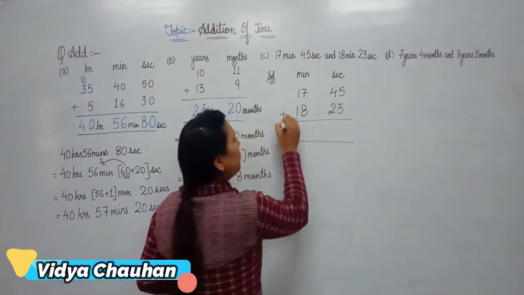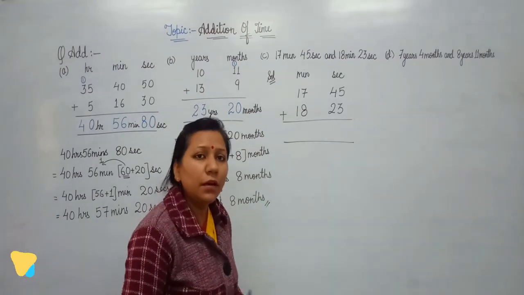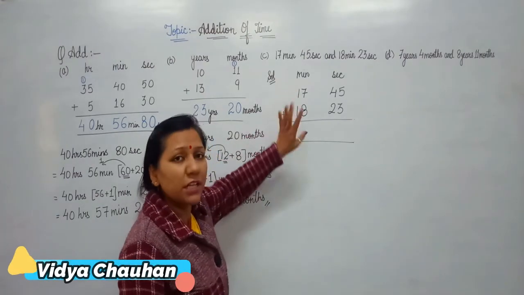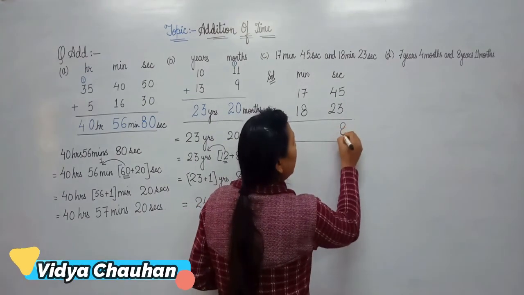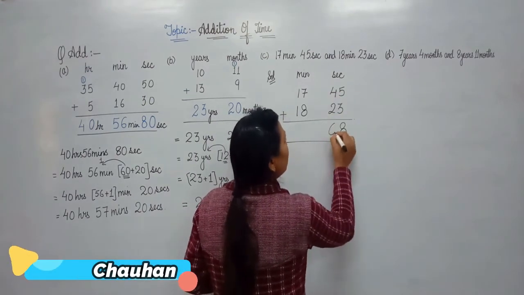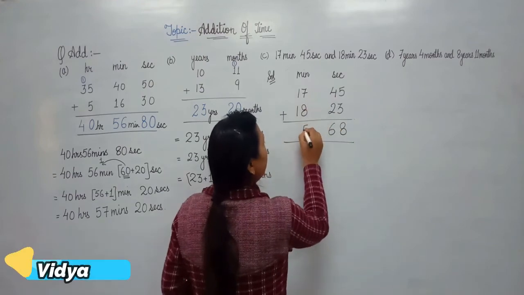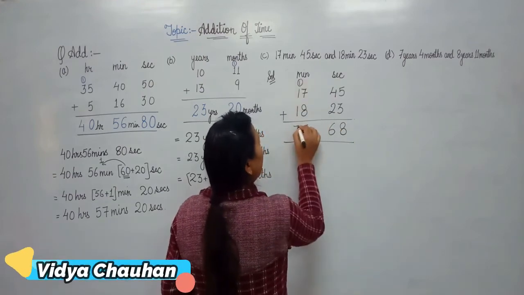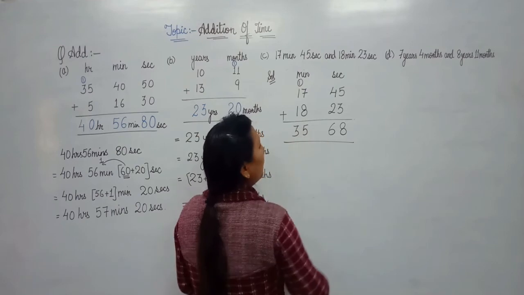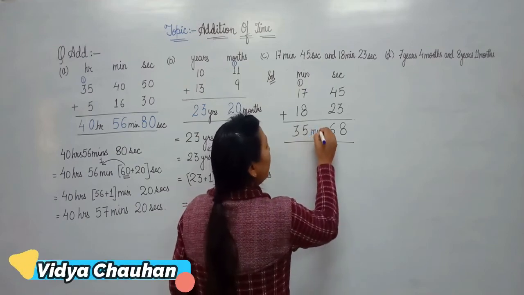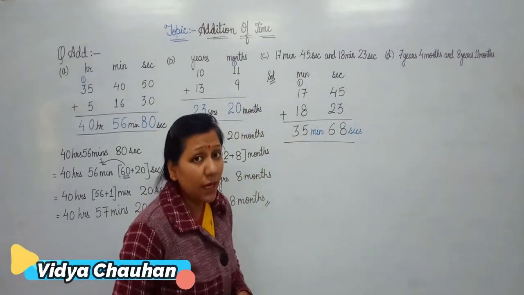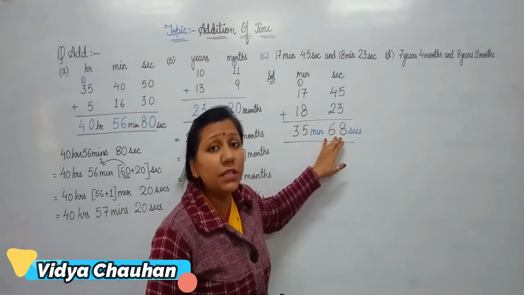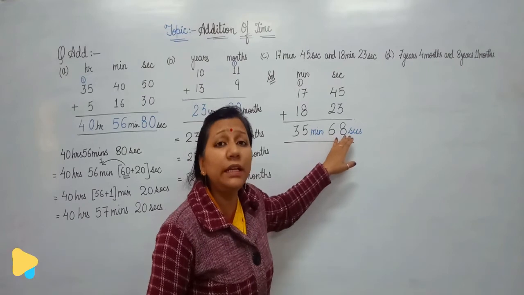Now first we will be performing the operation of addition as we were doing with the ordinary values. So that is 5 plus 3, 8; 4 plus 2, 6; 7 plus 8, 15, a carry forward and a 3. So what is the answer now? It is 35 minutes and 68 seconds. Now once again, as you can see, we cannot have a value of 68 seconds.